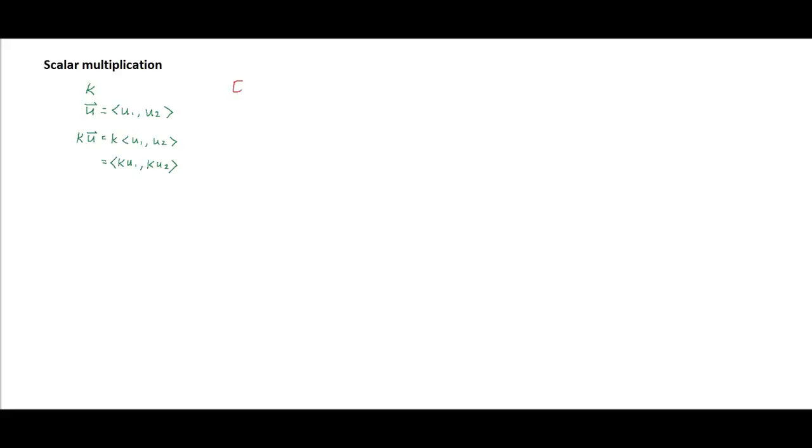So for example, if I have vector u that is (2, -1, 0), and if I multiply this vector u by the scalar 3, then we are multiplying (2, -1, 0) by 3, so we get (6, -3, 0).